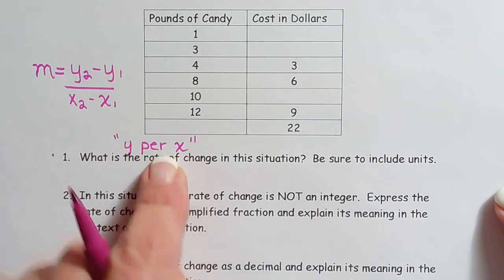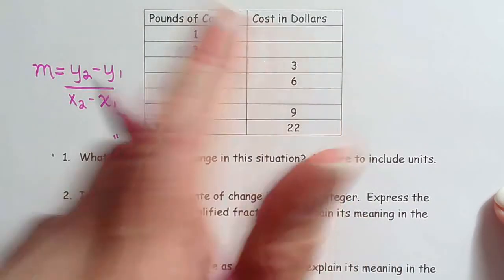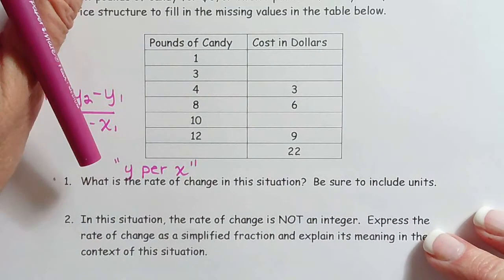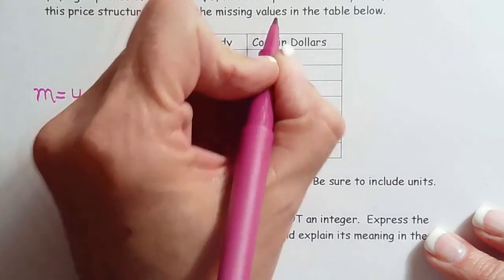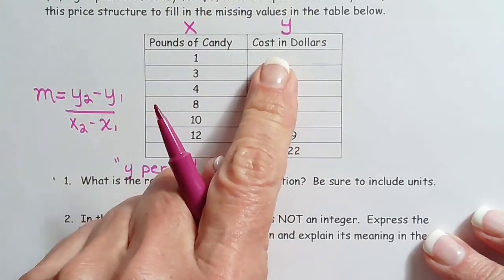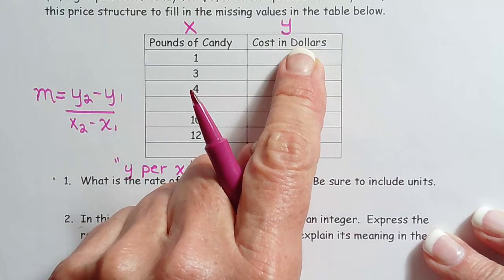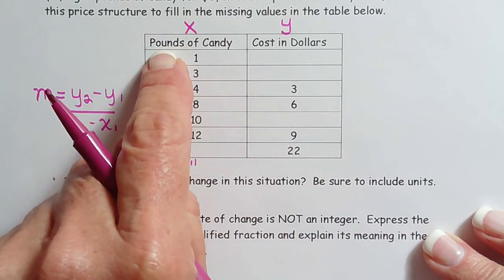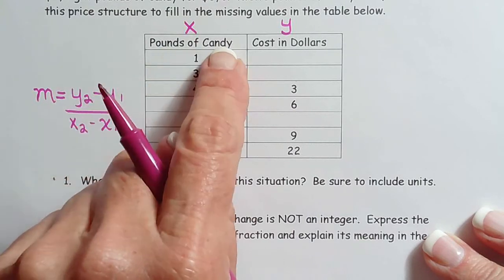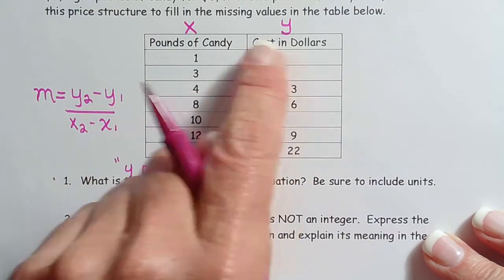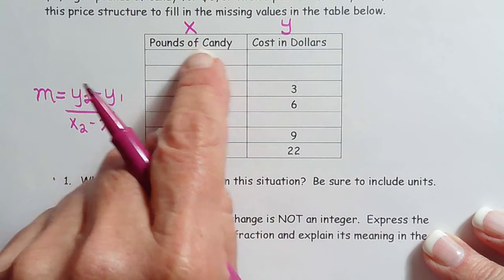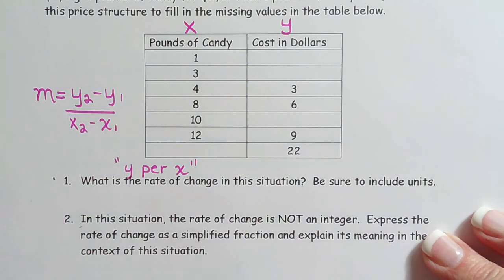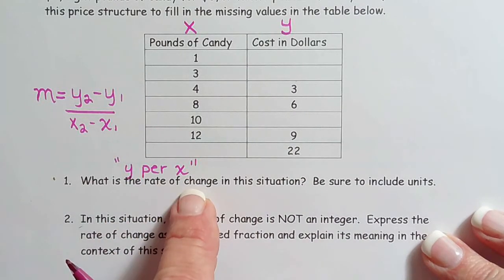So when we go to write the label, it's always whatever's in the y column, because remember, this is your x, this is your y. Whatever's in the y column, dollars, then we use the word per, and whatever's in the x column, pounds of candy. So dollars per pound of candy. That's what we want to know. What does 1 pound of candy cost? After we figure that out, we can do all the problems. And that's what rate of change gives us.